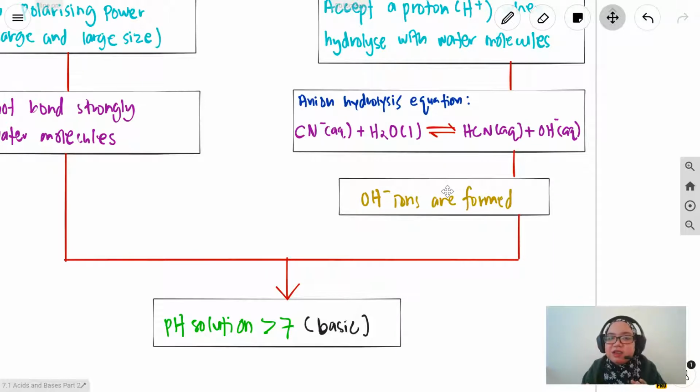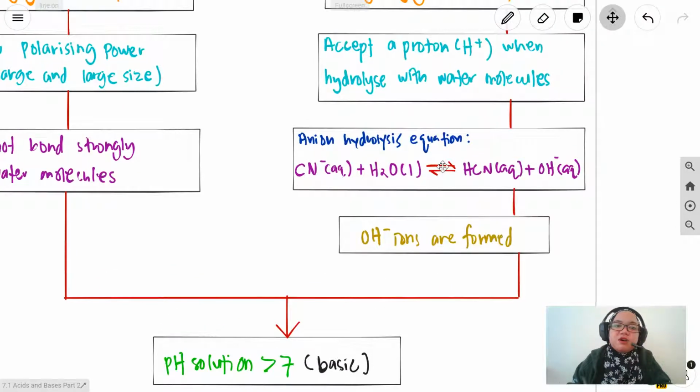Hydroxide ion contributes to the basicity of the solution. Alright. So you have learned three types of salt, which are acidic salt, neutral salt, and basic salt. Basically, the cation hydrolysis will contribute to the acidic salt, and the anion hydrolysis will contribute to the basic salt. So that is how the salt is formed from the neutralization process.